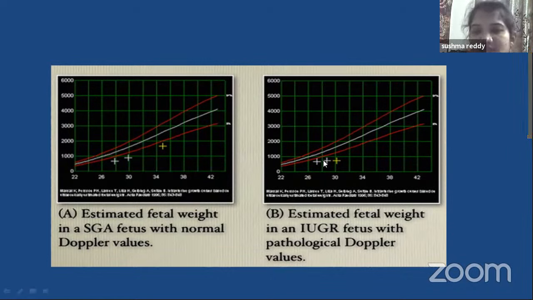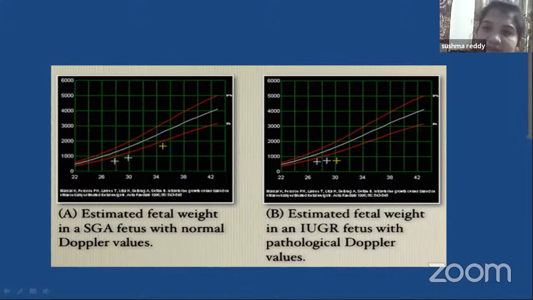Whereas in the second fetus, at 30 weeks, the fetus is small. So should we label it as small for gestational age or should we label it as fetal growth restriction? That only depends on the previous two scan findings. In the previous two scans, even though initially it is small, later on it is becoming smaller and smaller. That means this fetus is growth restricted.